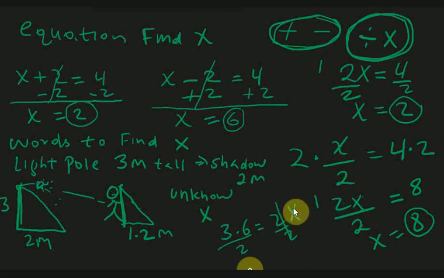Now you have 2x on this side, and you have to divide by 2. 2 divided by 2 is 1, and 1 times x, so now you have x alone here. If you divide by 2 here, you have to divide by 2 here also. What are you going to get? 1.8. This is how tall the person is.